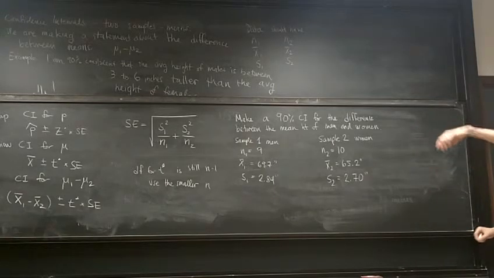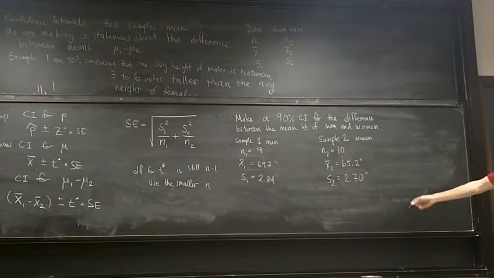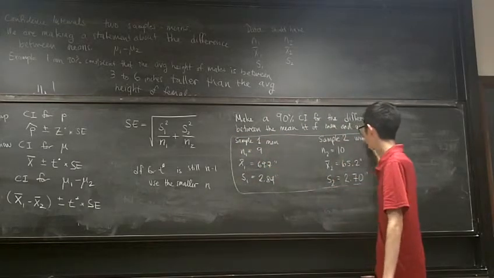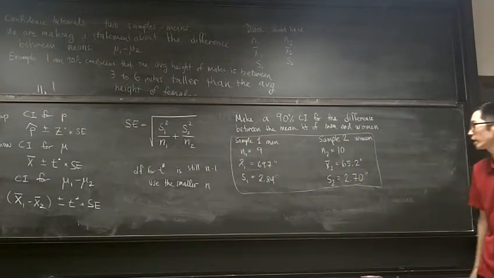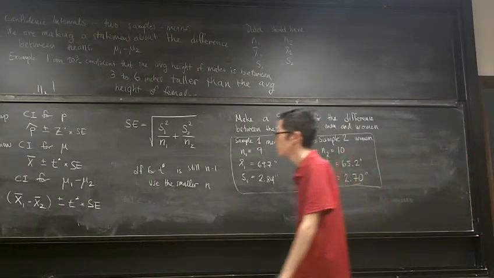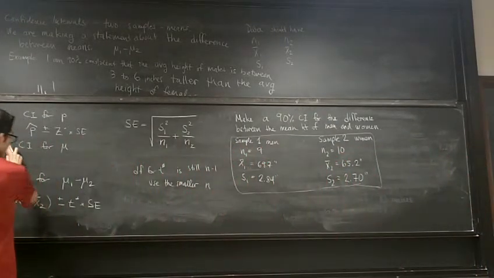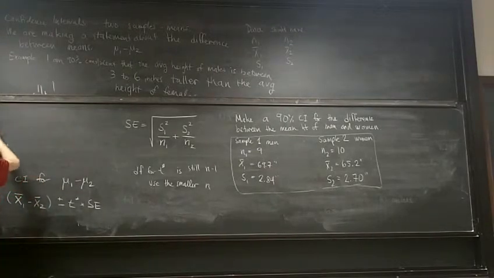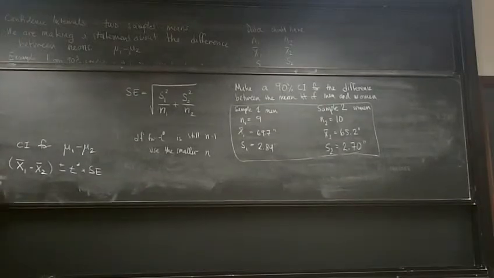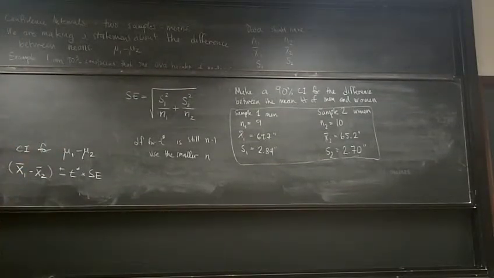Okay? So with this information, this is your data. Make a 90% confidence interval. I'll remove the unnecessary part. This is all you need, okay? This, and that.